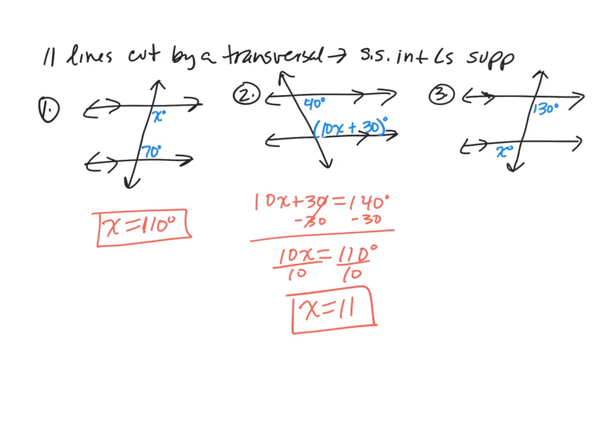And then in the last example, the 130 degree angle and the x degree angle are not same side interior angles. However, I could find this angle, which is the supplement of this 130 degree angle. That means it is a 50 degree angle. Then the 50 degree angle and the x degree angle form a linear pair. I'm sorry, not a linear pair. They are vertical angles, and remember, vertical angles are always congruent. So in this case, x is 50 degrees.